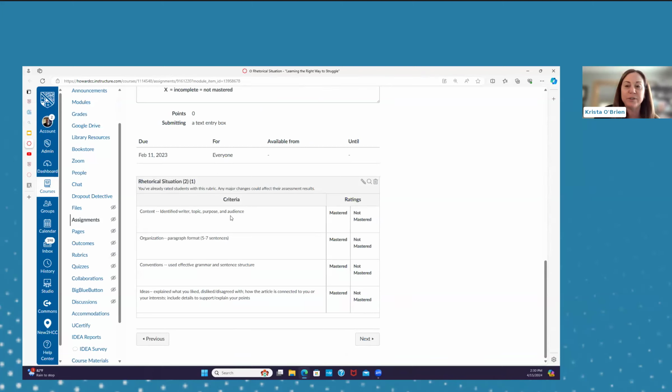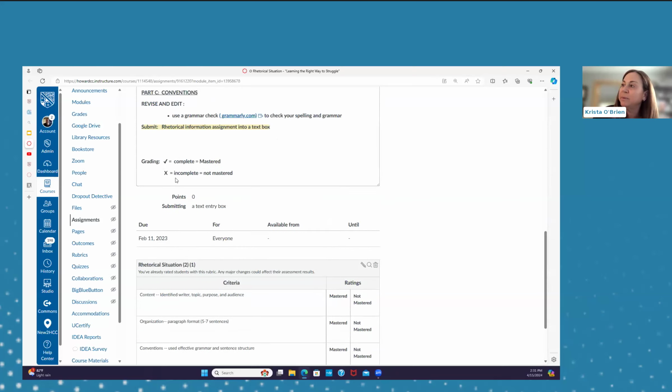So they'll go back, they'll revise it, they turn it back in. And then once they get it, I would change the not mastered into mastered. And then I would change their incomplete to a complete. All right. And that's how all of our assignments are set up.